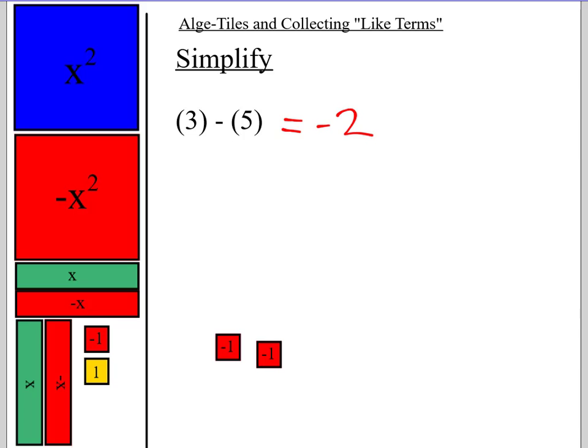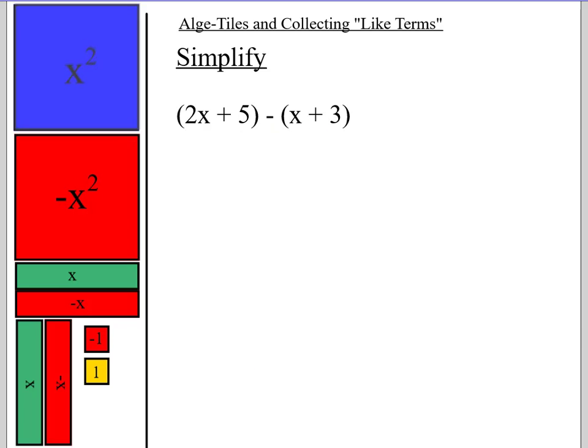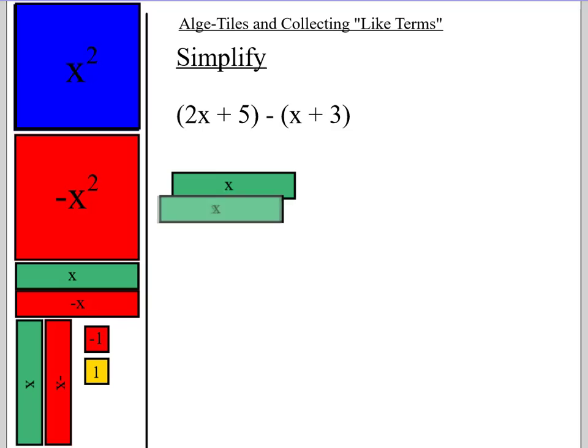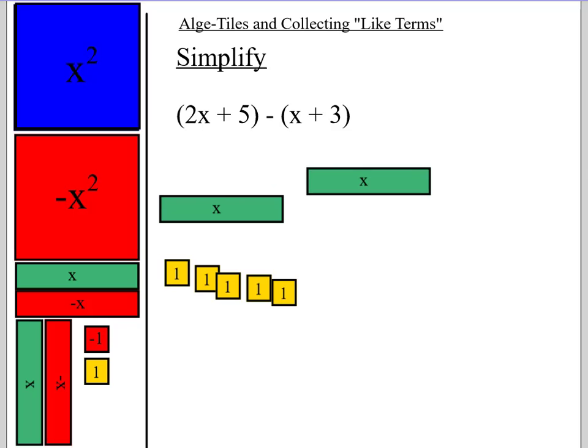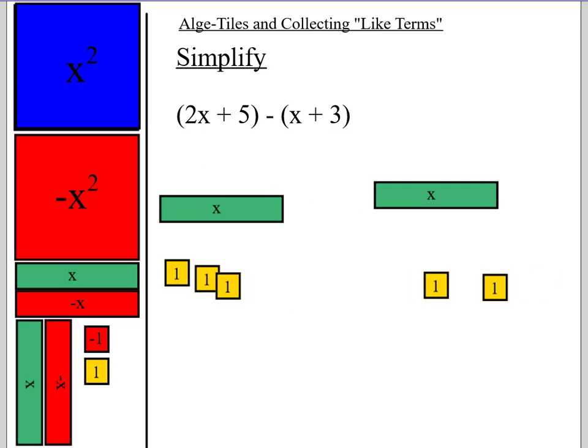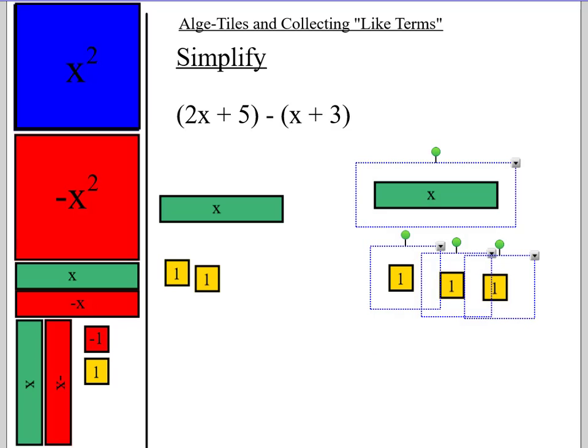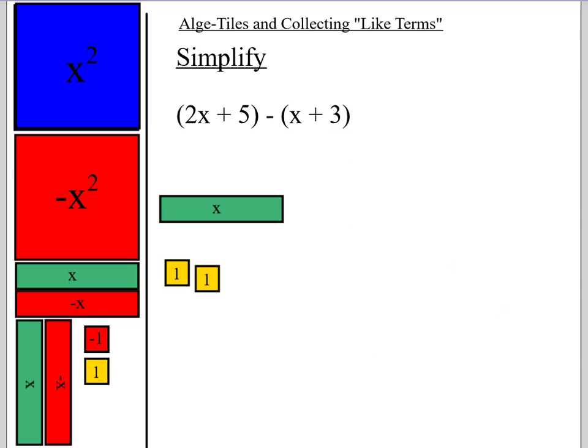Okay, so now we're going to really be careful with subtraction. So we have 2x plus 5. Okay, there's my 5. And now from that, we want to subtract x plus 3. Well, I have an x I can subtract, and I have 3 I can subtract. So if I take those away from that pile, this is what I have left. So this would be 1x plus 2.